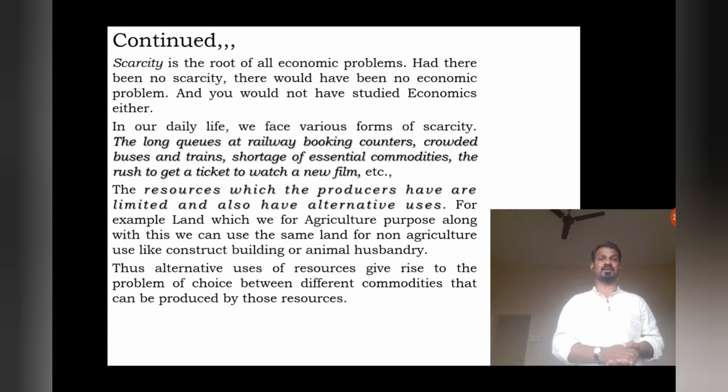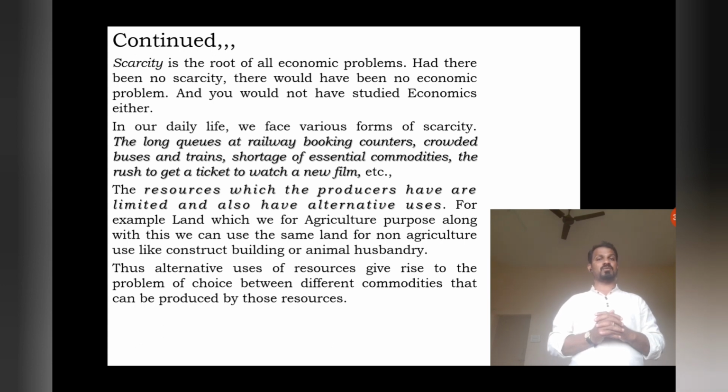Resources are scarce, or limited. That kind of scarcity is the root of all economic problems. In economic problems, we find what to produce, how to produce, and for whom to produce. When we are facing scarcity, problems arise: how much we have to purchase, how much we have to sell, or how much we have to produce. Those are the economic problems.